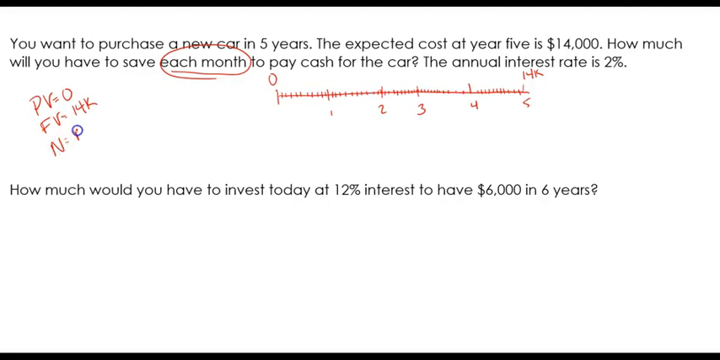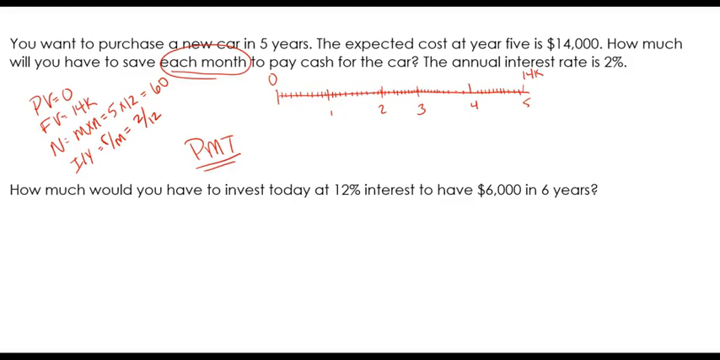We know that we have 5 years to make these deposits, and we're going to make them monthly. So we have 5 years times 12 months. So that's 60 deposits that we will make. And we know that we can earn 2% on our savings account, but we need to divide that by 12 because we're looking at monthly compounding. And so what does that leave us left to solve for? That leaves us to solve for payment. We need to solve for payment here.